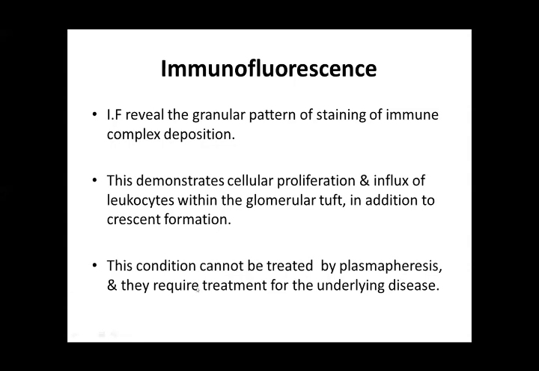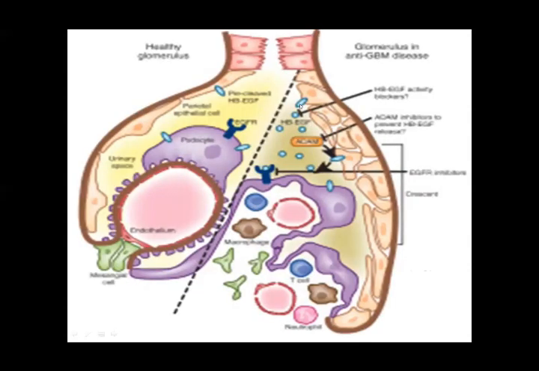So what is special about these conditions? They cannot be treated by plasmapheresis. They require treatment of the underlying disease. So there is a whole orchestra of the cells here: macrophages, lymphocytes. This is a T lymphocyte, of course, and then there are other cells, neutrophils as well.